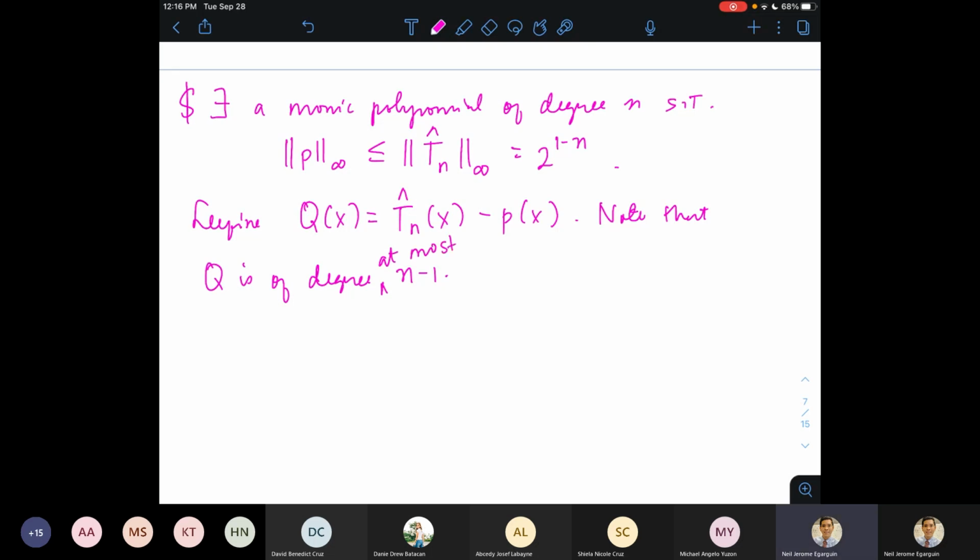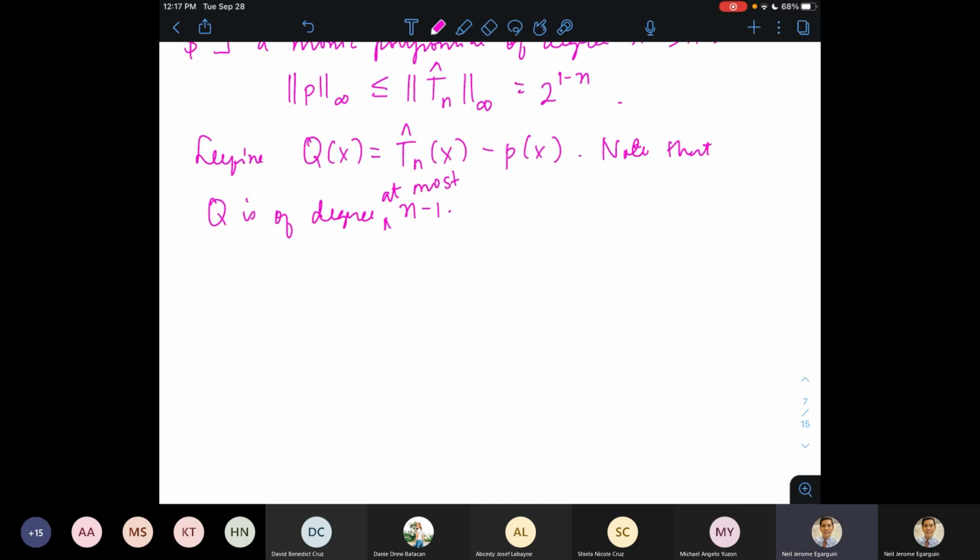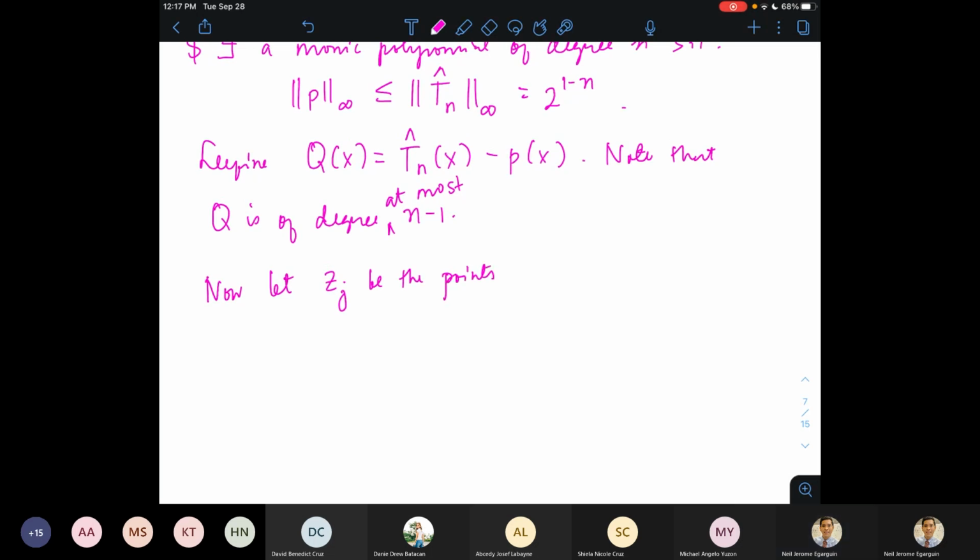Kaya gusto kong paglaruan yung mga monic kasi sure ako na pag nag-subtract ako ng dalawang monic polynomials, mababawasan yung degree. Okay? Now, let's see. Now we let c sub j be the points where T hat is at maximum.